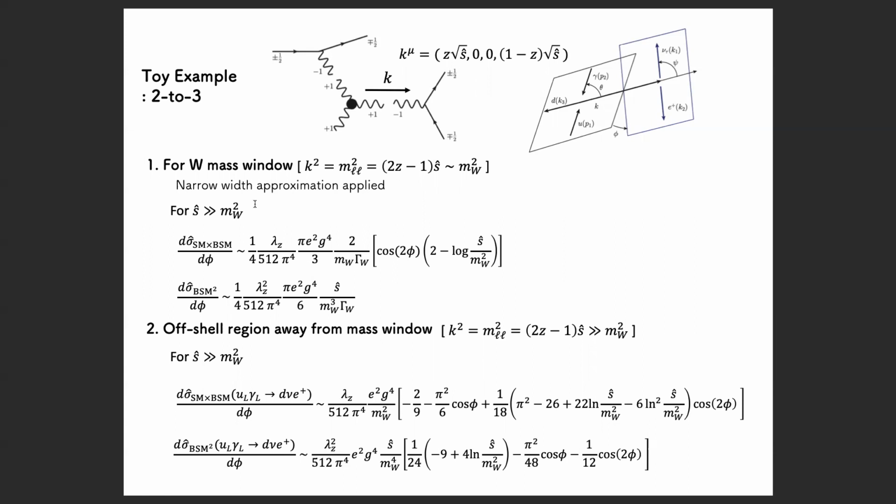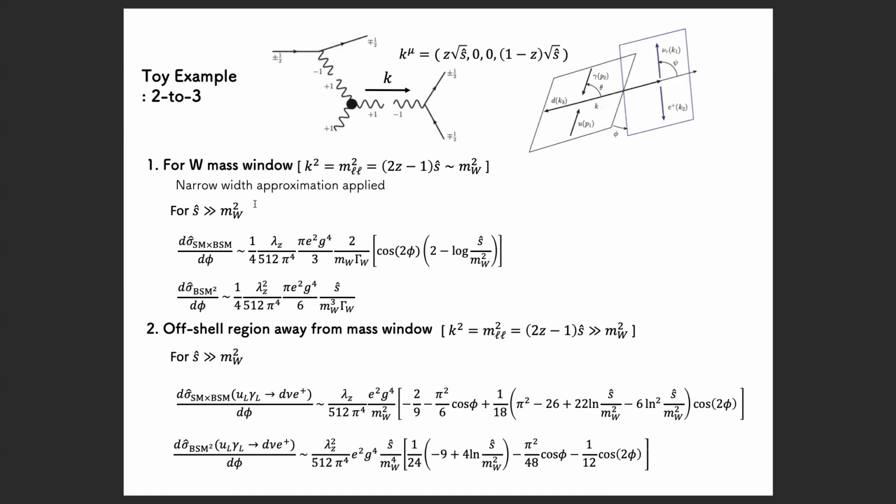So the K square here is given by 2z minus 1, S hat is the scale of the process, the center of mass energy coming from here. And Z is the amount of energy going into this dilepton system, okay? So it's a function: the dilepton invariant mass comes as a function of these two variables. And S hat is also a variable, because S hat is the energy coming from the center of mass energy of the proton, right? The proton is a certain TeV, but only part of it goes into the partonic process by S, okay? So S can change, and then Z also changes.